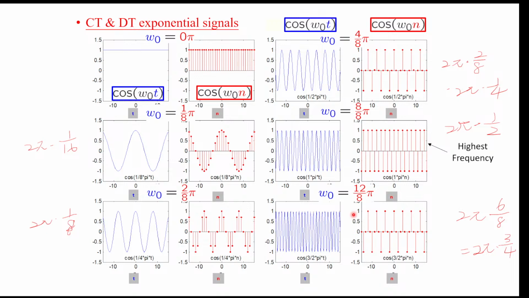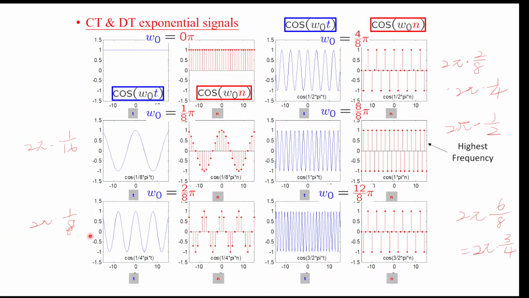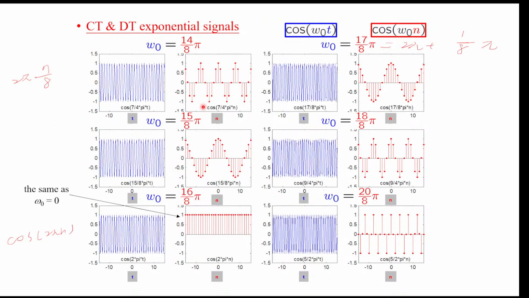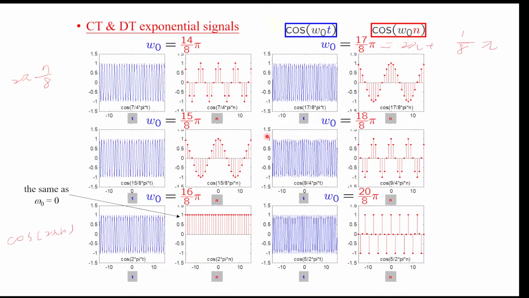Okay, and then you see that when we go to 14 over 8 pi, it kind of looks like this 2 pi over 8 case, just because you can only take that many samples. Okay, and when we have 15 pi over 8, then you see that it's basically the same as this 1 pi over 8 signal.